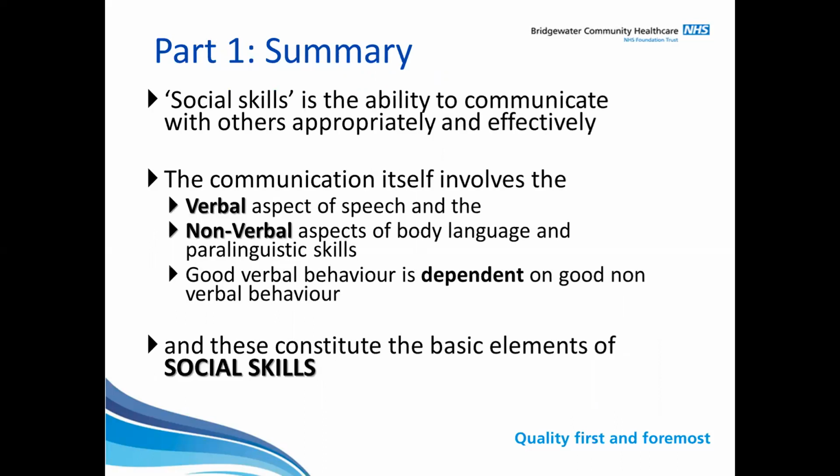So part 1 in summary. Social skills is the ability to communicate with others appropriately and effectively. The communication itself involves the verbal aspects of speech and the non-verbal aspects of body language and paralinguistic skills, as well as good verbal behaviour being dependent on good non-verbal behaviour. And these constitute the basic elements of social skills.